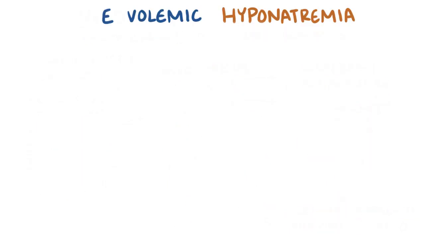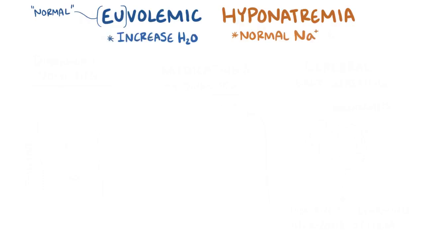A third category is euvolemic hyponatremia, also known as normal volume hyponatremia. And this is where there's a normal body sodium, but an increase in total body water, even though that's sort of contrary to the name. The reason that it's given this name is that you don't have fluid pouring into the interstitial space, and therefore there's no edema, and so no clinical signs of hypervolemia.